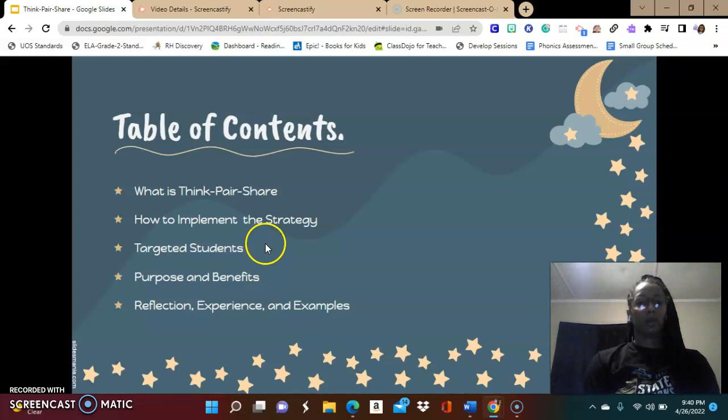So the way that we will go through the slides is we'll start with what is Think-Pair-Share, how do you implement the Think-Pair-Share strategy, who are the targeted students, what's the purpose and benefits, and then we will end with our reflection, experience, examples, as well as resources.